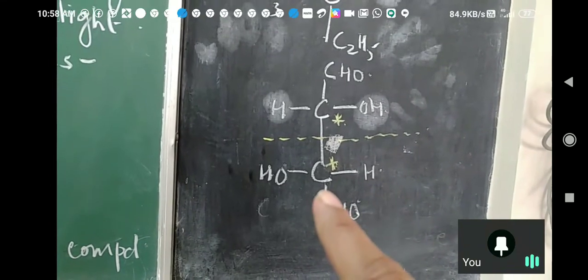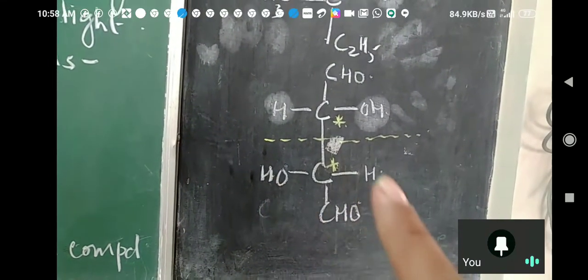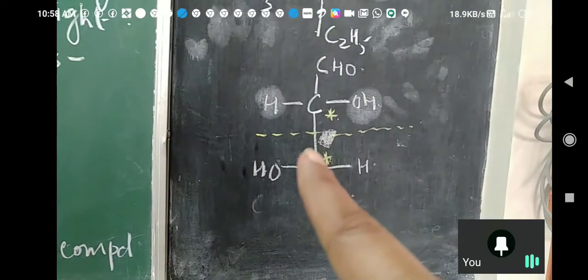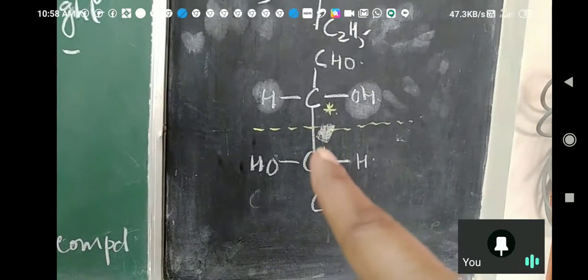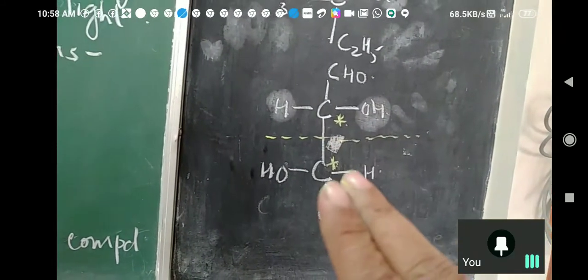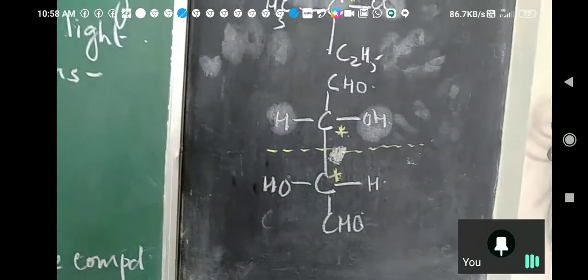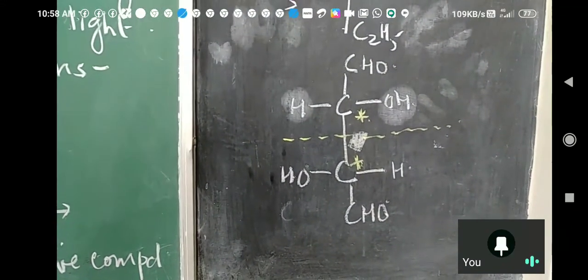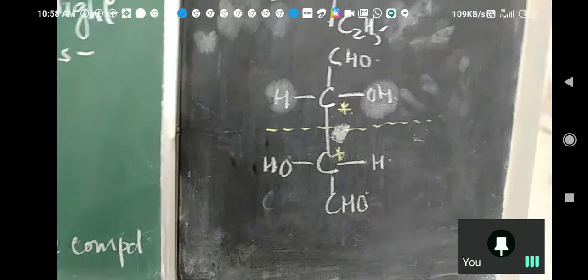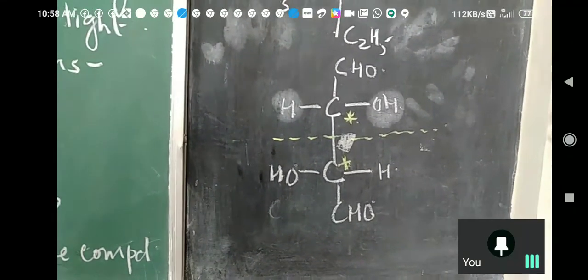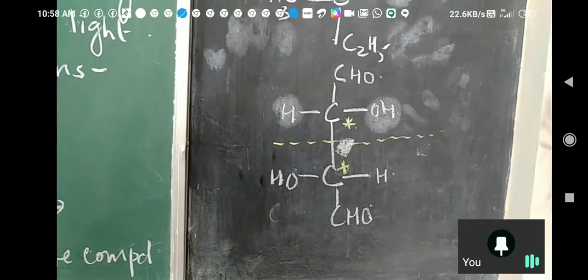Similarly, for this carbon atom, OH, H, CHO, and this whole is forming one valency, only one bond, isn't it? So, this is also asymmetric. So, in this molecule, there are two asymmetric carbon atoms. So, such a molecule should show optical activity. But to our surprise, it does not show optical activity because it is not meeting the second condition.